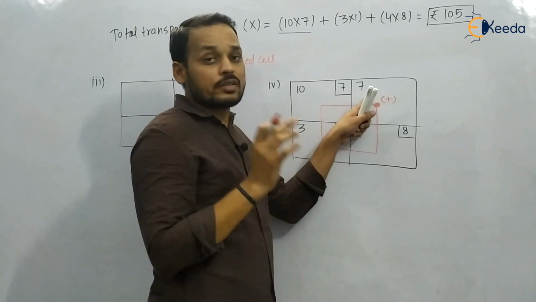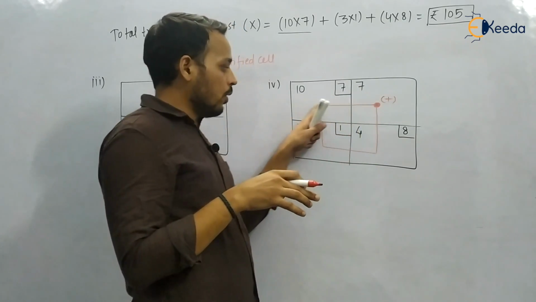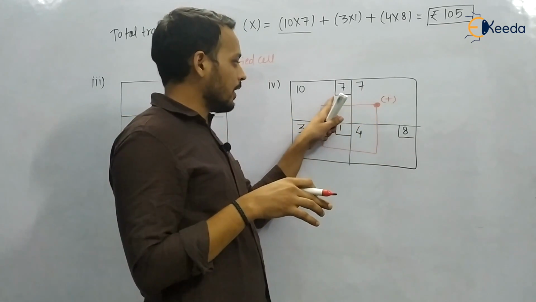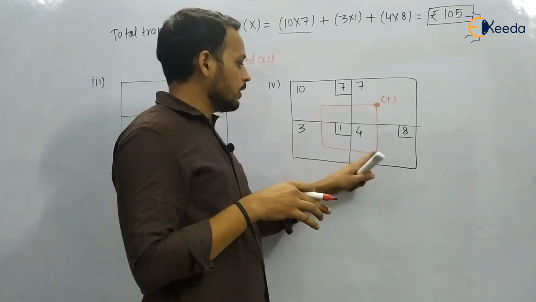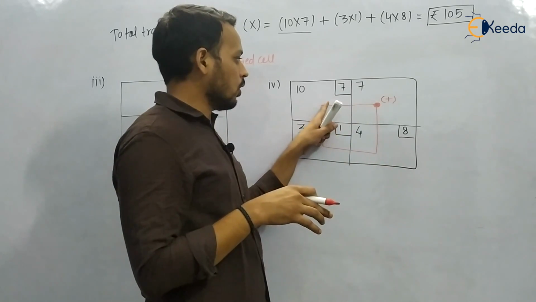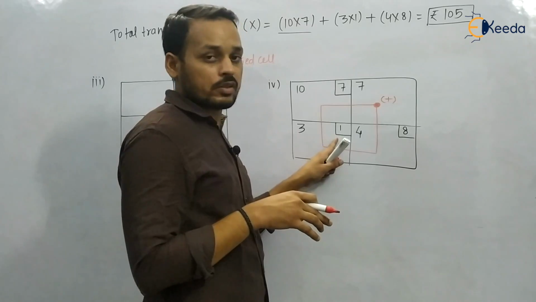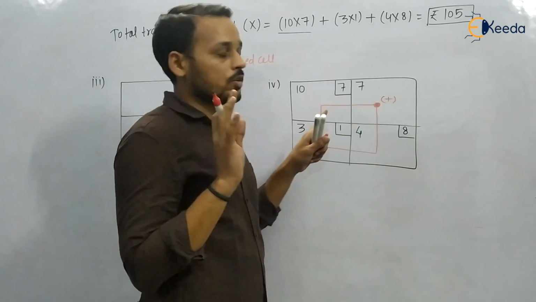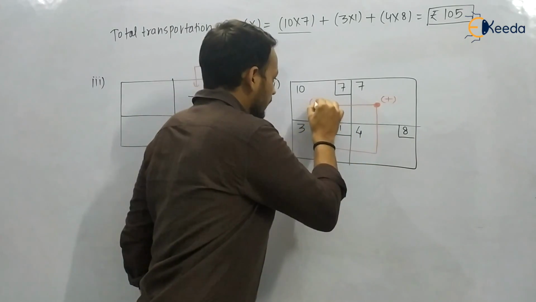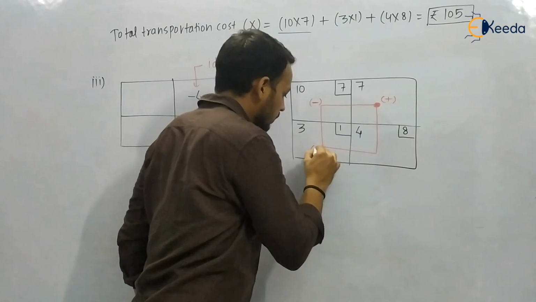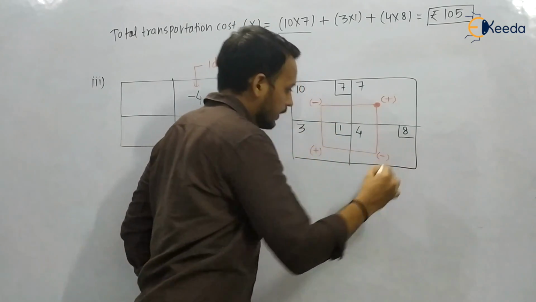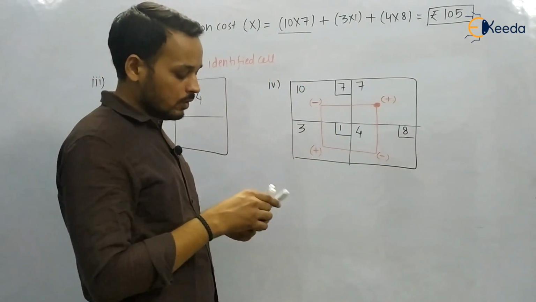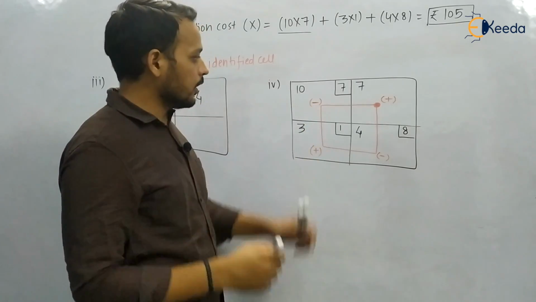So starting from the identified cell with positive sign, form a closed loop in such a way that at each corner point there must be some allocation. Look here, this is the corner, allocation is there. This is the corner, allocation is there. This is the corner, allocation is there. So with alternate sign: positive, negative, positive and negative. Now we will provide the units.